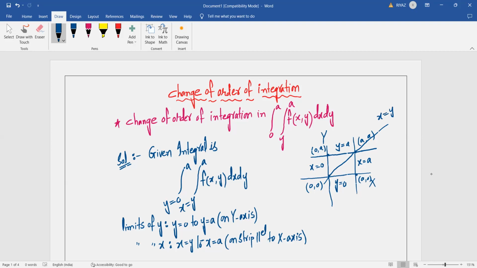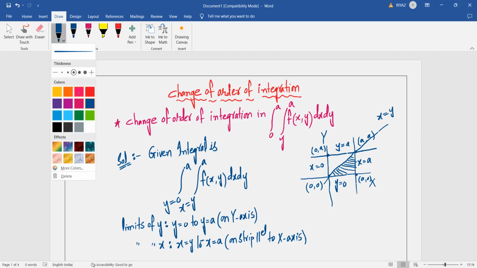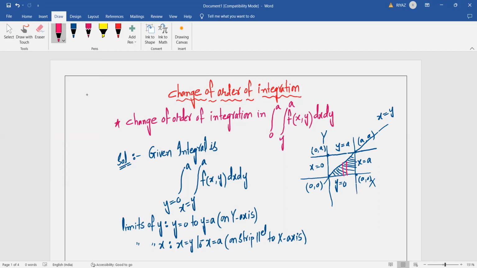So now what are we actually taking? Limits of y should be taken on the y-axis, and for the limits of x, we have to draw a strip. And this is our region of integration actually. This part we are going to integrate. Here, in this region of integration only, we have to draw a strip parallel to the x-axis. Sorry, the mistake: parallel to the x-axis it is, not like that.